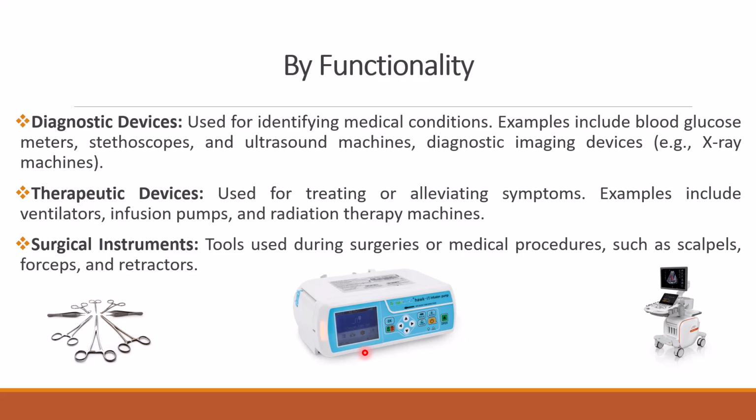We have therapeutic devices used for treating or alleviating symptoms, for example ventilators, infusion pumps, and radiation therapy machines. So we use them to make a treatment or therapy. Then we have surgical instruments like forceps. We have the surgical stainless steel material used in the operating room.